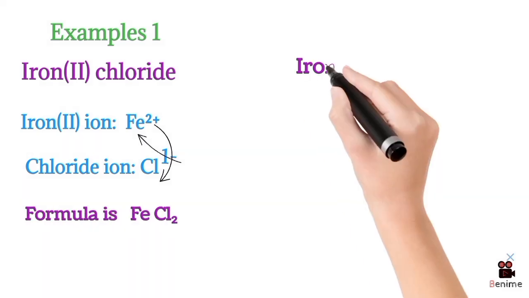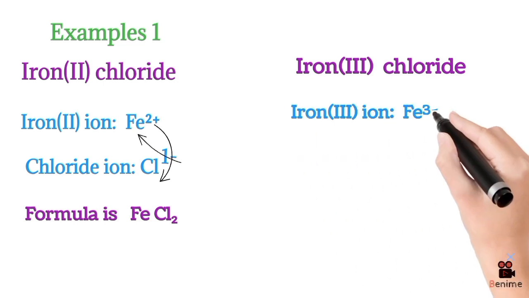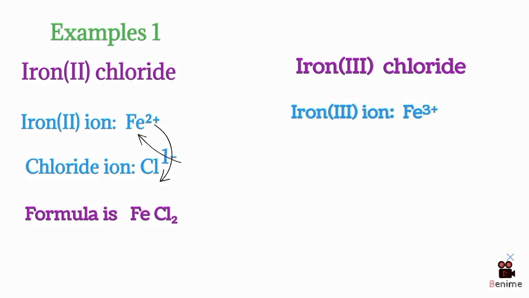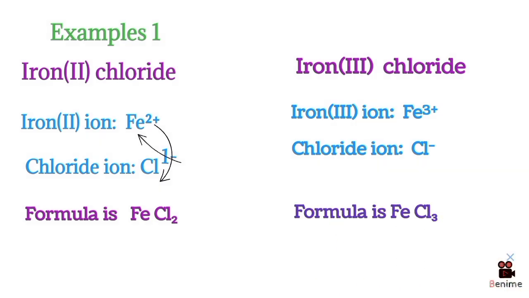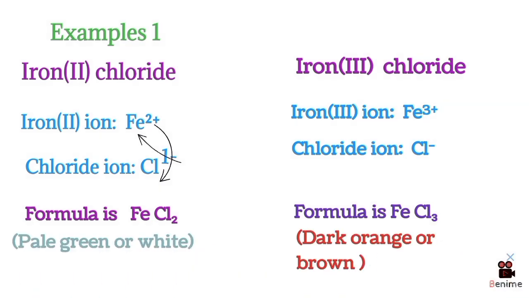Now let's look at iron(III) chloride. This uses Fe3+. Again, chlorine has a -1 charge. This time, we again exchange their charges, so the formula becomes FeCl3. Even though both compounds contain iron and chlorine, they look very different. One is usually pale green or white, the other is dark orange or brown.